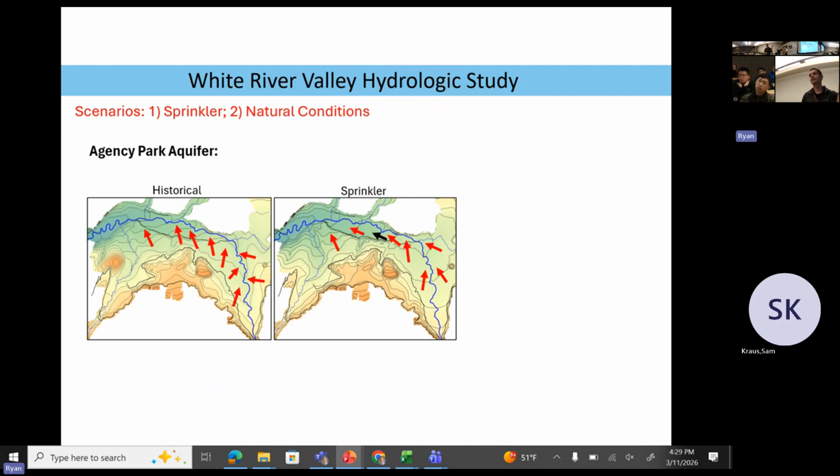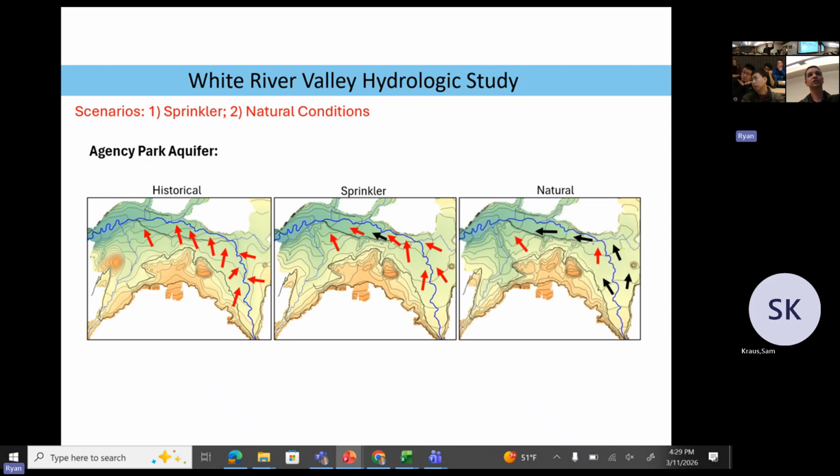And so you're going to have less recharge, so your water table drops. You're not going to have much discharge back to the river during the fall and winter months. We're seeing this with the model: when you do a sprinkler scenario, now the groundwater is flowing kind of parallel to the river. You do have some points of discharge, but it's going to be a lot lower.